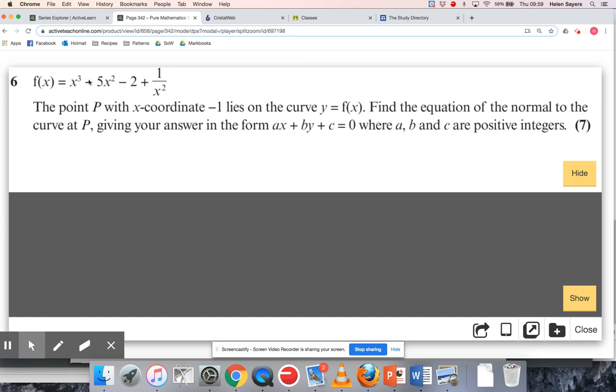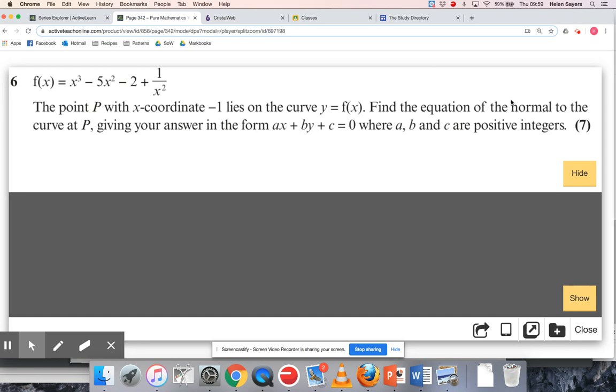Right, so we have got, well, it looks like a cubic, but actually when we've got this 1 over x squared term, so it's an unknown function. And we are told the x coordinate of point P, and we ask the equation of the normal, and then when we get to our final answer, we just need to make sure it's in the correct final form.